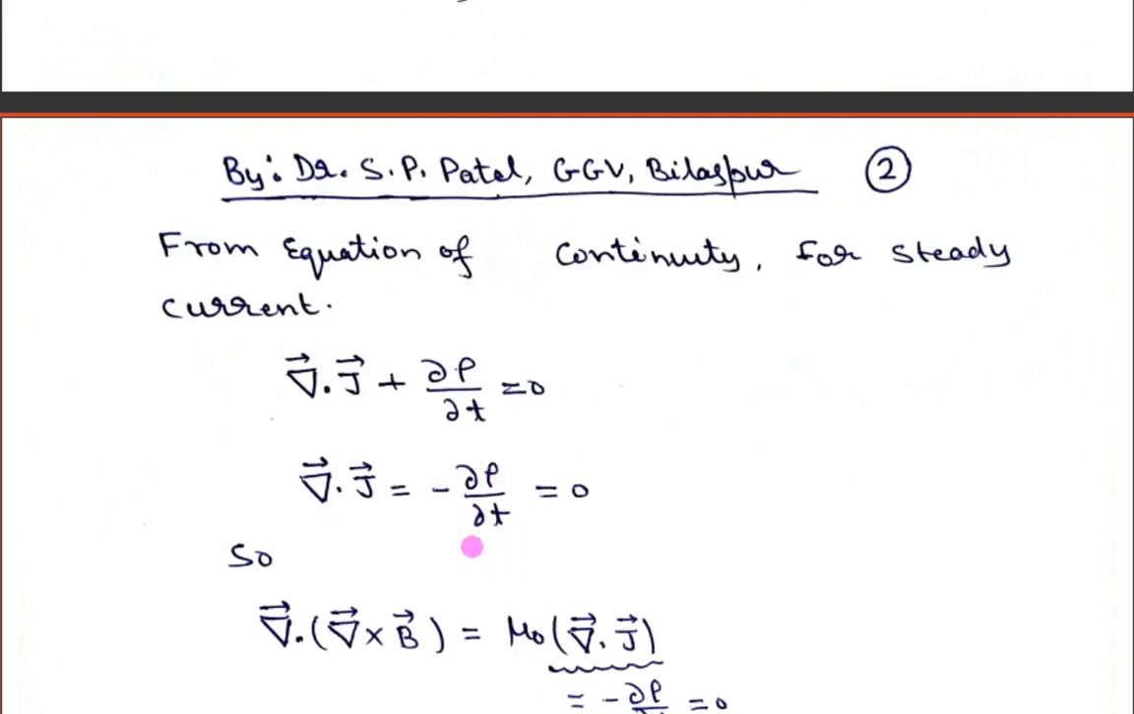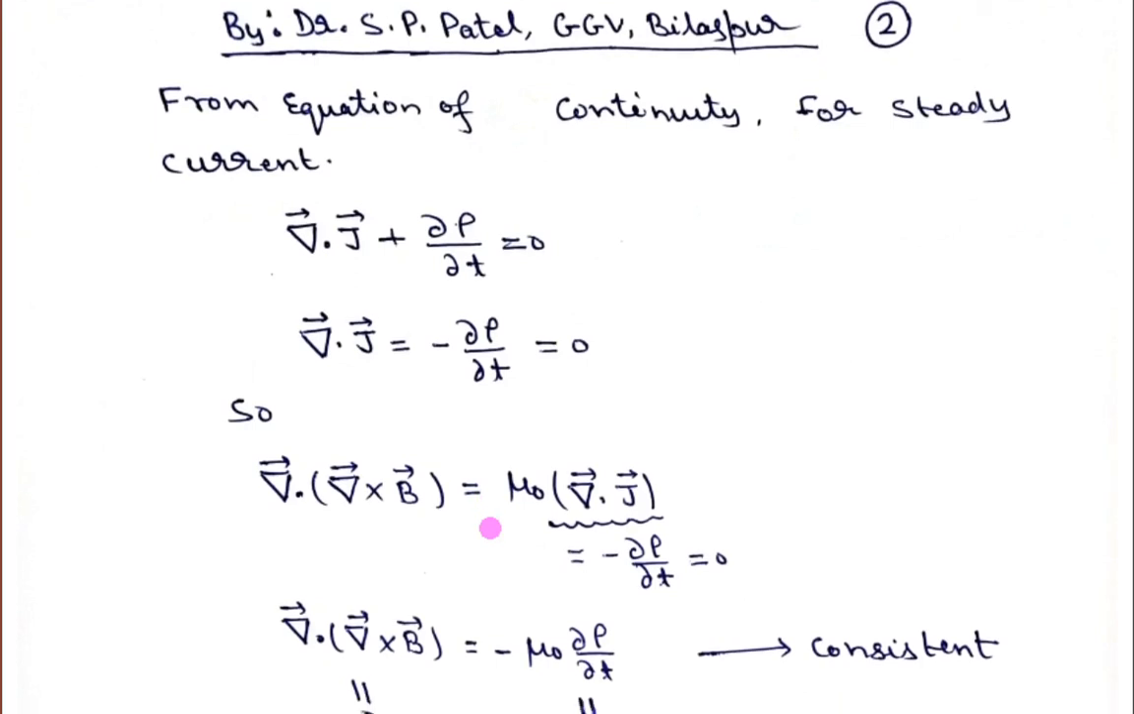Here the charge is not changing. When current is flowing across a surface, across a boundary, or along a wire, there is no charge pile up anywhere. It means as many charges are coming to some point, that many charges will leave. There will be no charge pile up, so steady current will flow.